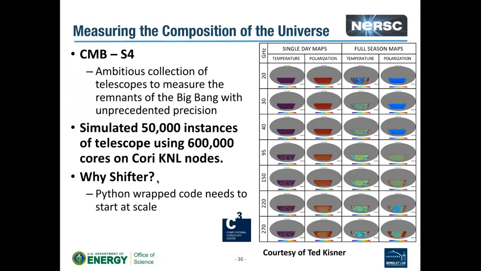So he put that all into a Shifter image and took advantage of that performance benefit that I talked about earlier, and he was able to run at the full scale of Cori KNL nodes. And he has this artifact that he can go back and reuse in the future as well. So here it was really key to them accomplishing their science goals. It wasn't just a productivity play. It was really a make or break thing for them.